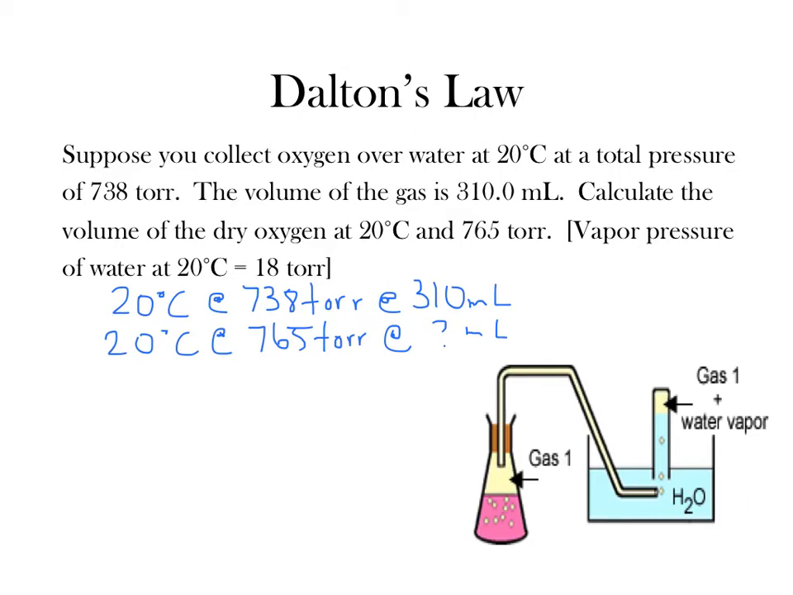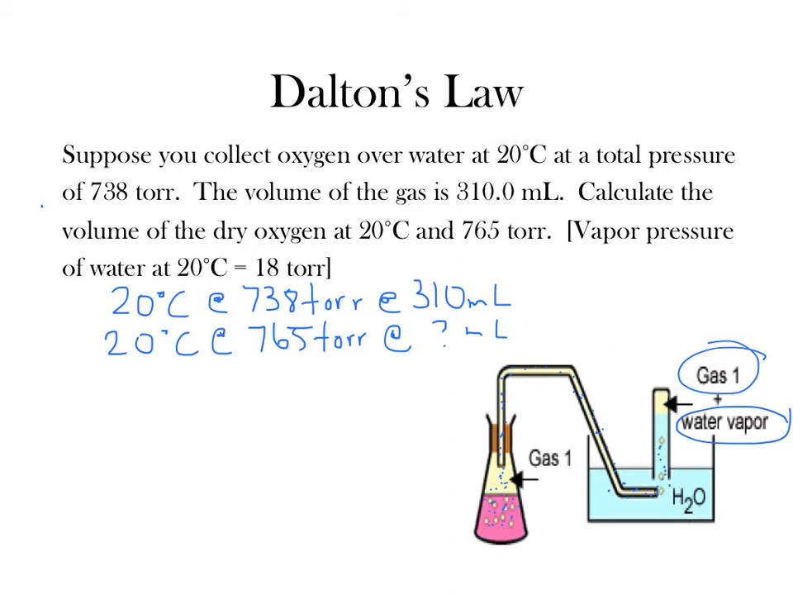Let's talk about what it means to collect oxygen over water. So you have some experiment that's releasing some gas in this container. And as the gas is being released, it's going up this tube and going down this tube and going up into this tube and being collected. Gas 1 is being collected at the top of this container. But the problem is, when that gas is bubbling up through the water, it's also collecting water. It's like pulling water with it. So there's water vapor as well at the top of that tube.